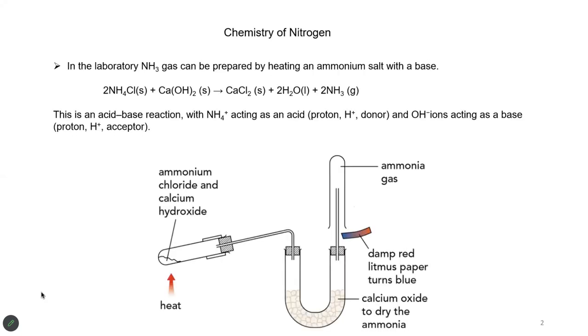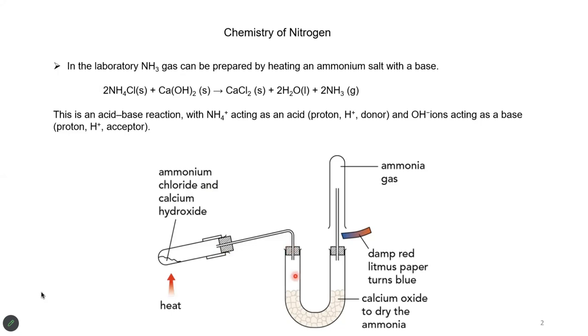Now we go for the 20th lecture, and there we show you how we prepare ammonia in the laboratory. We take an ammonium salt. Excuse me, I took the pointer. We take an ammonium salt, in this case ammonium chloride, and then a base, in this case calcium hydroxide. If we react them, we get ammonia gas. And that is how we prepare it in the laboratory.